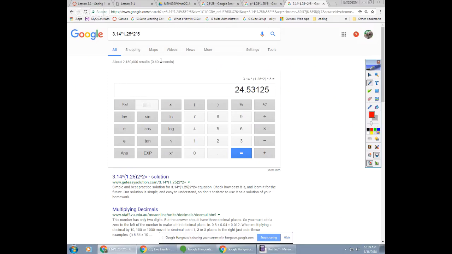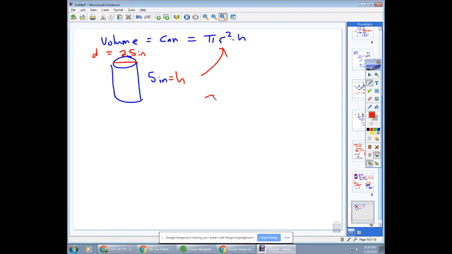Yeah, so remember, we got to square that radius. So what I entered into my calculator was 3.14 times 1.25 raised to the second power times 5. And that was inches squared times inches, which is going to give me inches cubed, or cubic inches.